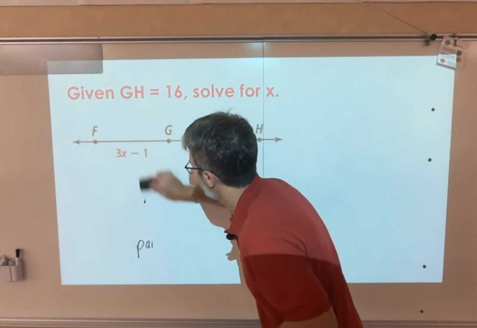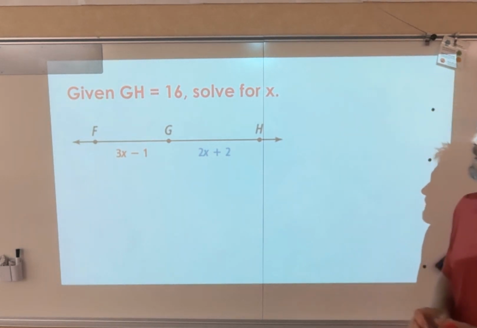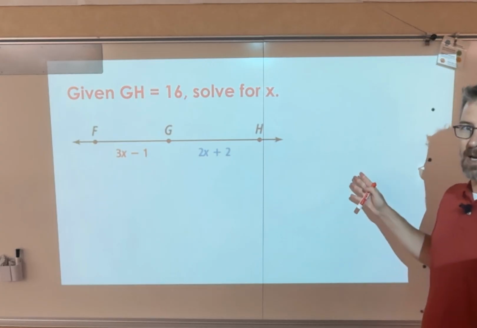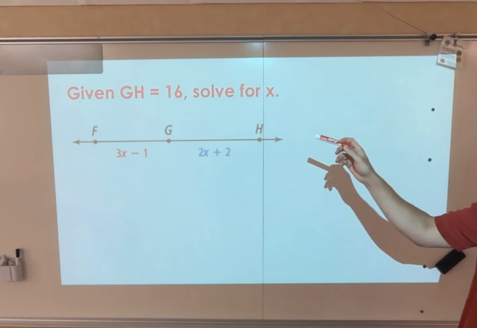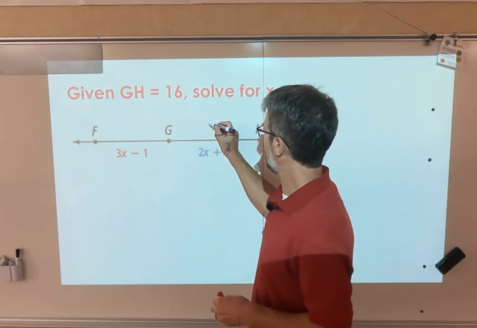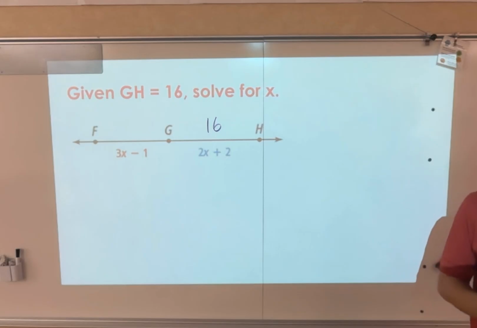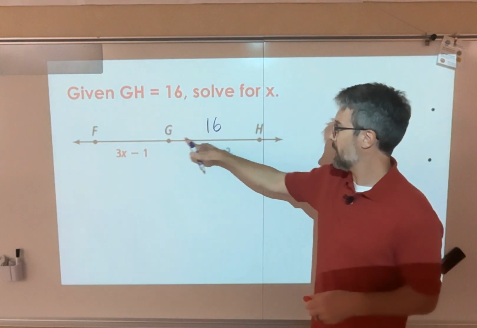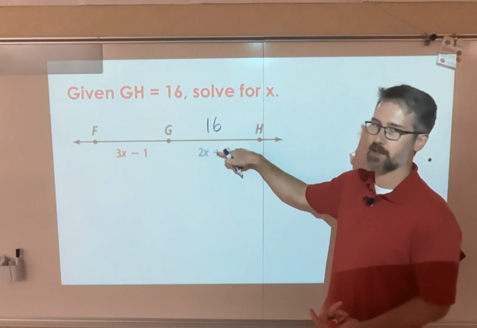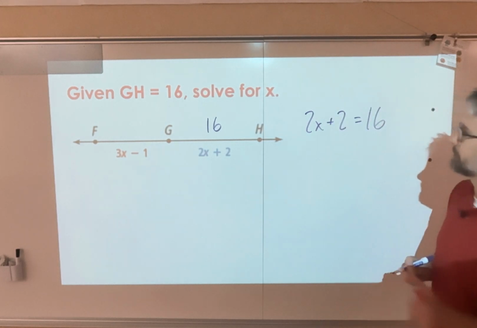Now this one, the first one, is usually the easiest, but it's also a little bit tricky in this case. We'll see why. If you feel like it, go ahead and pause the video and see if you can figure this out on your own. Otherwise, just watch me do it. All right, so it's given that GH is equal to 16. So the first thing I'm going to do is say, okay, I know that from G to H is a length of 16. And then it says solve for x, okay? Well, if GH is equal to 16, but it's also, according to the diagram, equal to 2x plus 2, I can set those two things equal to one another, and that's going to allow me to solve for x, right?